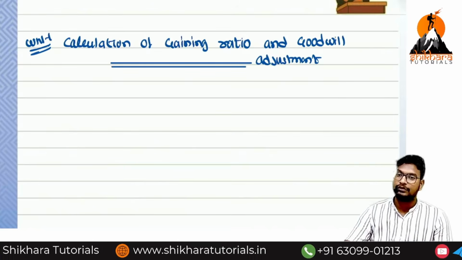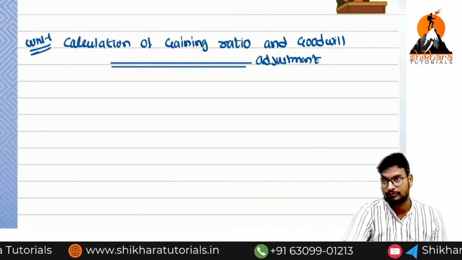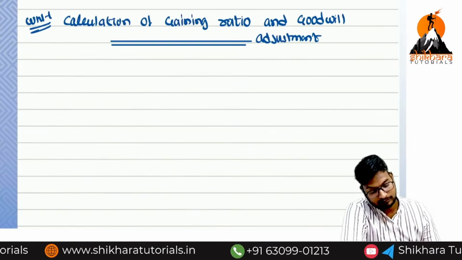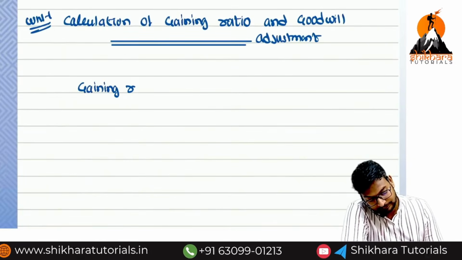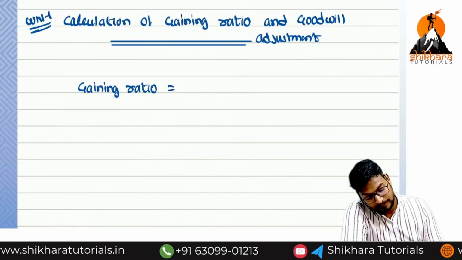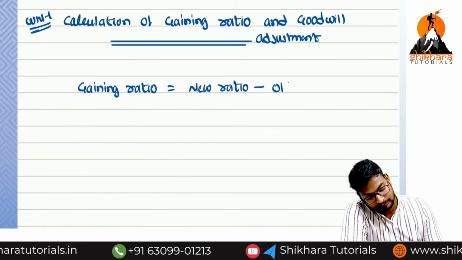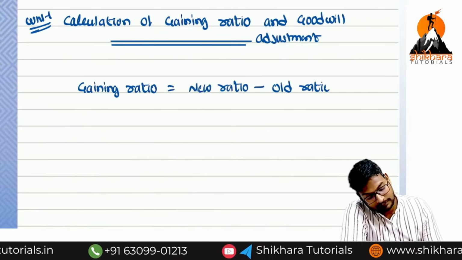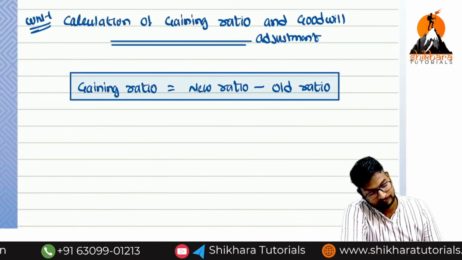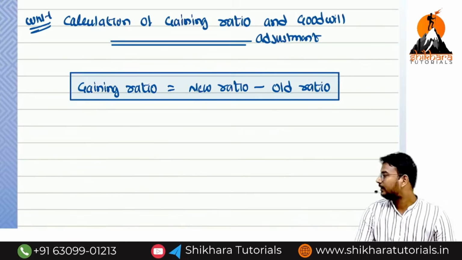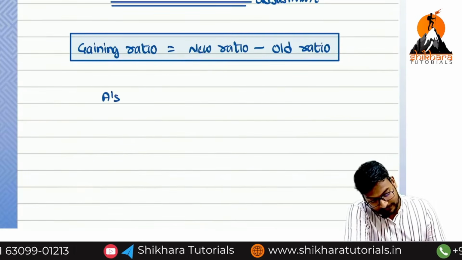Calculation of gaining ratio and goodwill adjustment. So what is the gaining ratio formula, Amma? New ratio minus old ratio. So A's gaining ratio is new ratio minus old ratio.